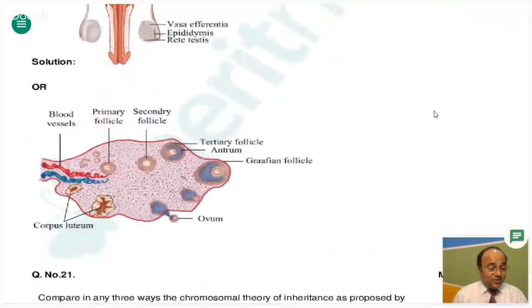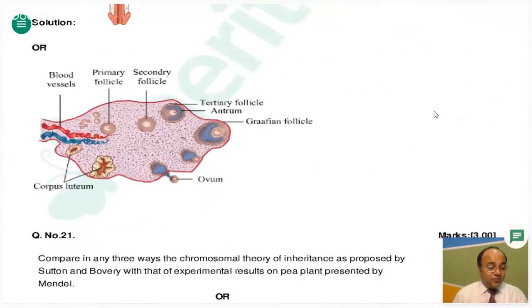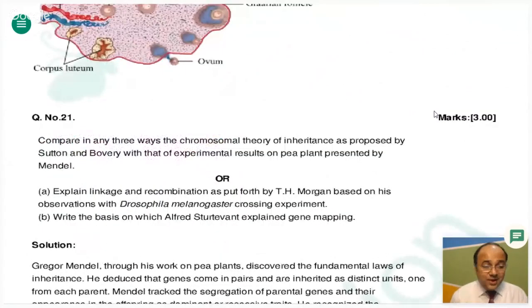Okay, then we have a choice over here. We can draw a sectional view of the ovary. So this is how it will appear. I hope this is all pretty simple. Anyone has got any query, please ask me quickly. We'll move over to the next set. We have another 11 minutes to go by.